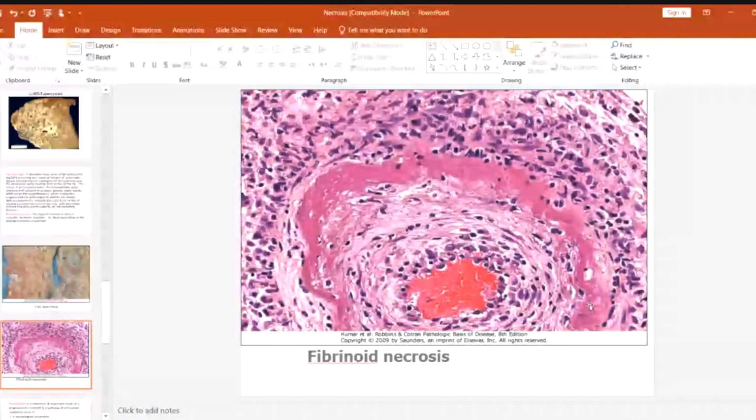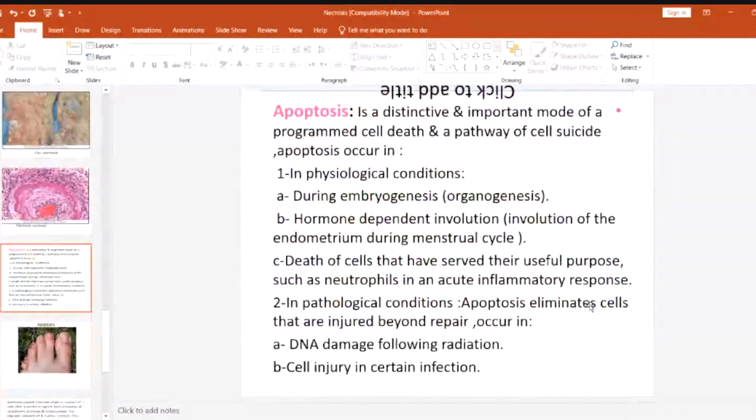So fibrinoid necrosis, from its name, is characterized by deposition of fibrin in the wall of the blood vessel. In which condition? In vasculitis, inflammation of the blood vessel, maybe due to an immune cause. So now we finished the types of necrosis, which are the coagulative, liquefactive, caseous necrosis, fat necrosis, and fibrinoid necrosis. The last topic today is apoptosis.